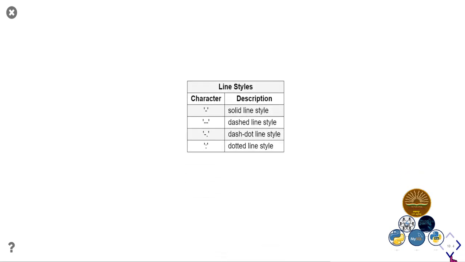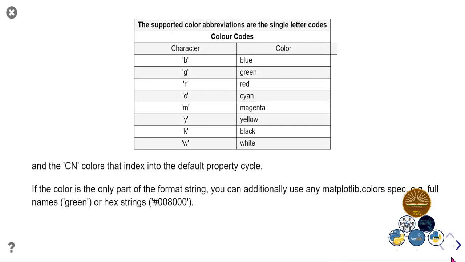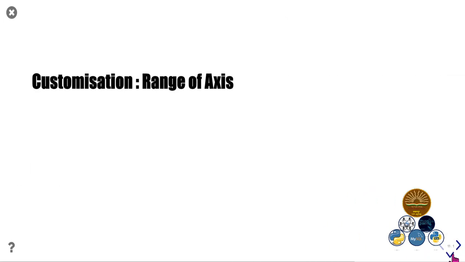This is the type of line which I was telling. I use this style, this style. This is a solid line. This is a dashed line. This is a dot style. Okay, all this you can practice. This is a color code for changing the colors. You can experiment as you like, or whatever is given in the question.